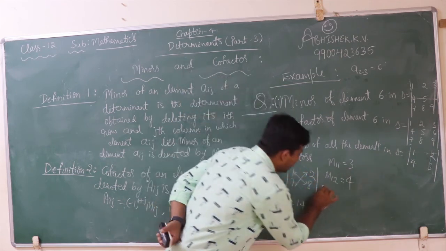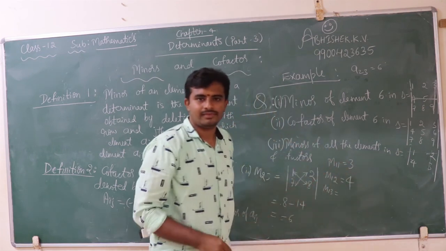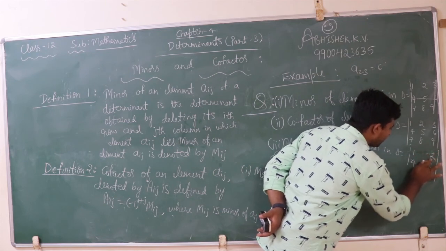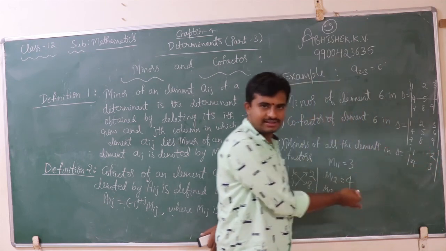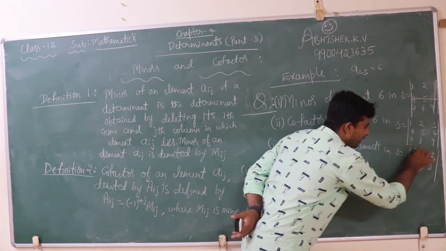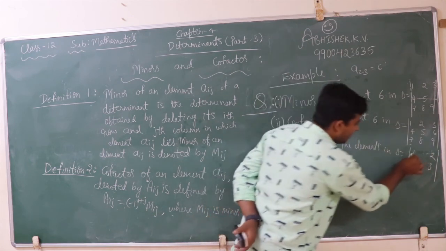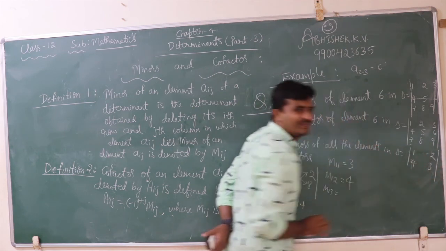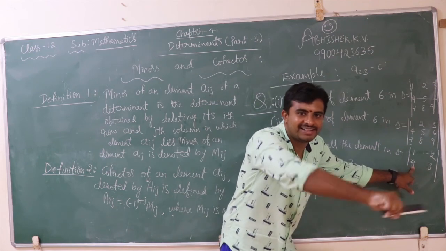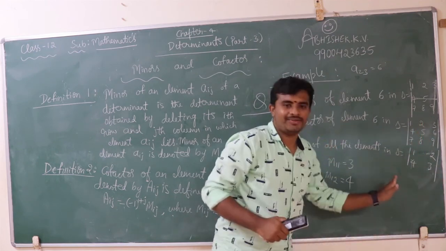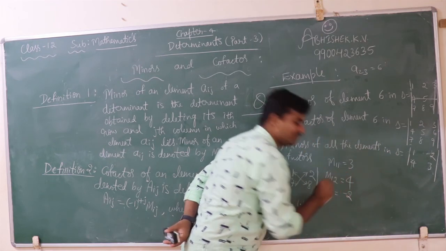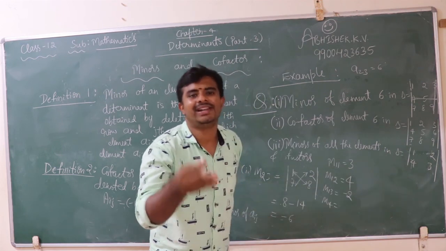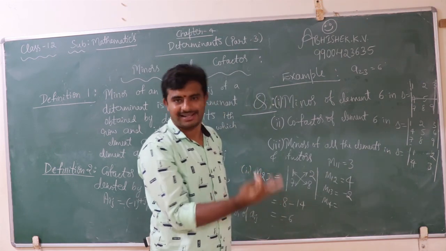Is it clear? Then M13. For A13, the minor is M13. Again, by deleting this column and this row, the corresponding row and corresponding column of the fourth element, we are remaining with what? Minus 2. Then M14, that is, the minor of the element A14 is denoted by capital M14.